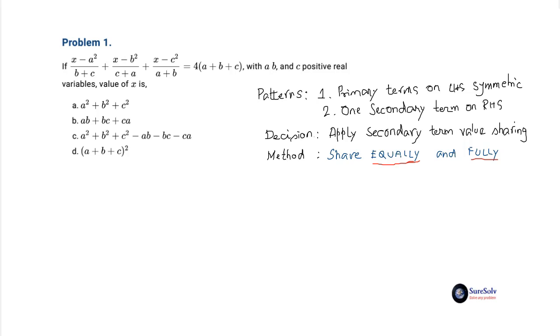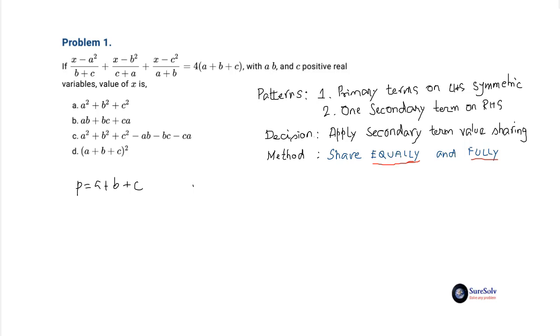But can we share equally and fully? How to divide 4 between 3? That is the problem. So we apply a general technique for simplifying the complexity of an algebra problem. We substitute p, a dummy variable, for a plus b plus c.